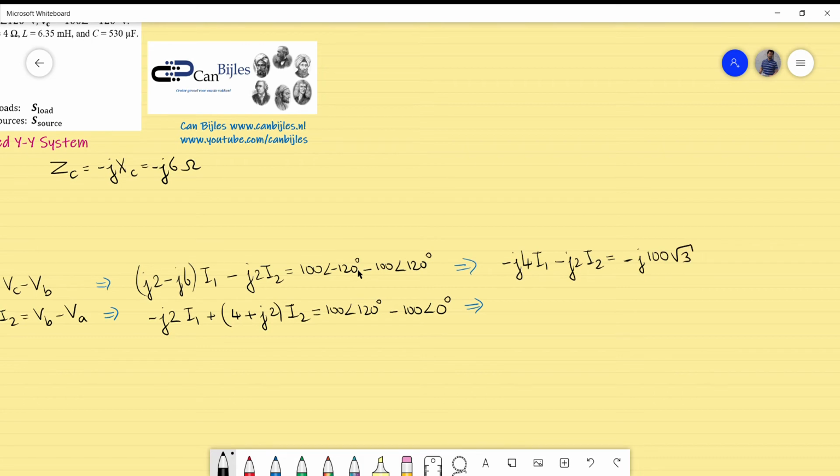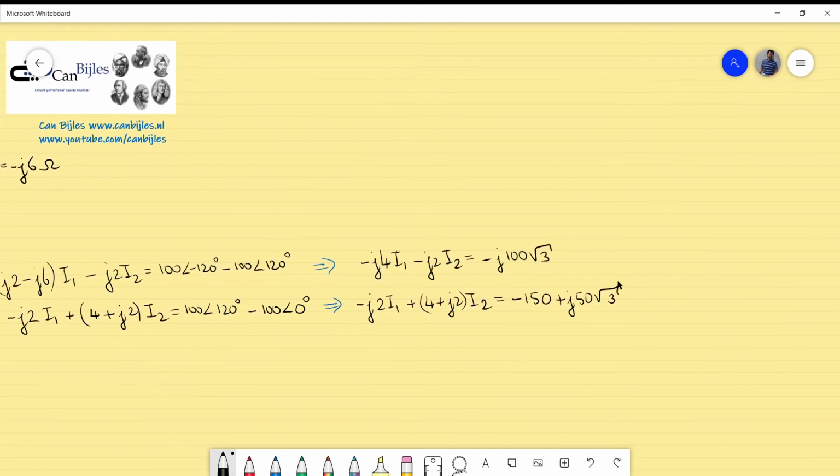That's actually for the first equation. For this one, I will just copy this and again convert this to the rectangular expression. So what I have is the following: minus j2 I1 plus 4 plus j2 I2 will be, if you convert that to the right side also in the rectangular expression, you will have minus 150 plus j50 times square root of 3.